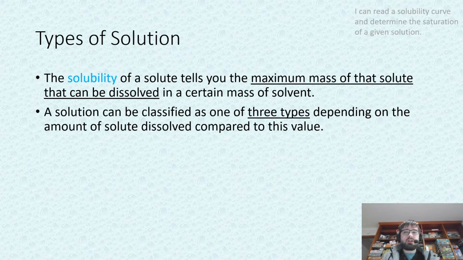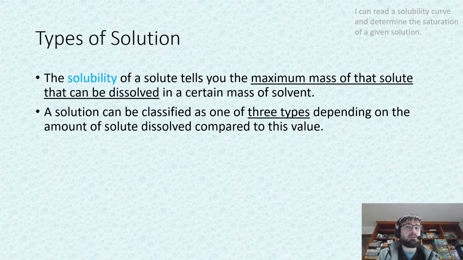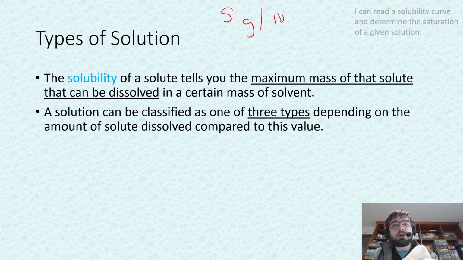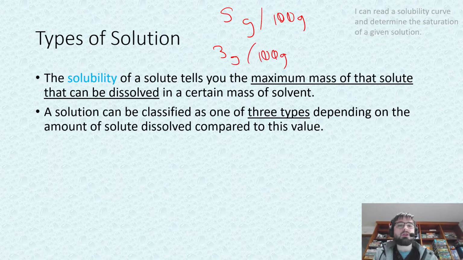All right, so when we dissolve things, we can describe a solution in a few different ways. So remember that solubility is going to tell you the maximum amount that a solution can hold. You can always dissolve less than that amount. It doesn't mean that it magically always gets to that amount. If the solubility of something is 5 grams per 100 grams of solvent, you can still dissolve 3 grams per 100 grams. That also works. It's under that threshold.